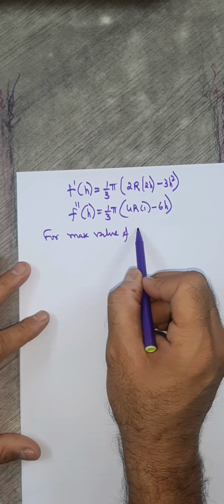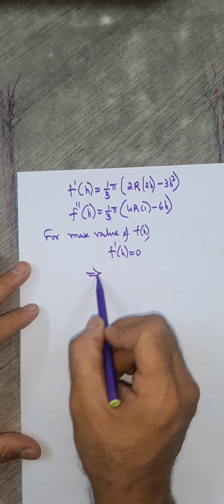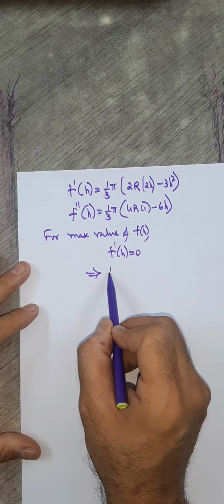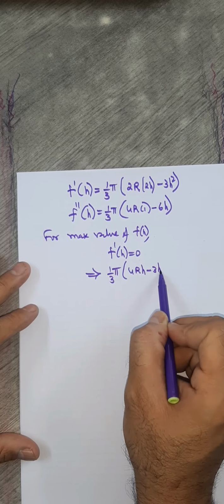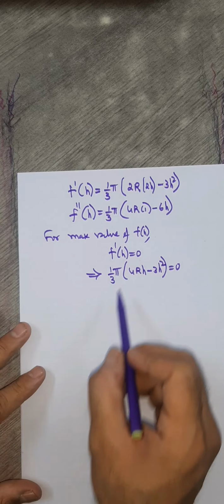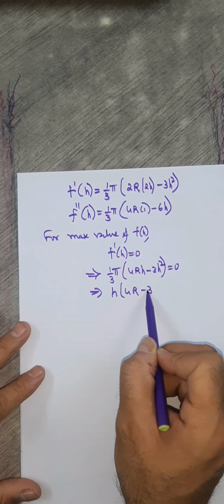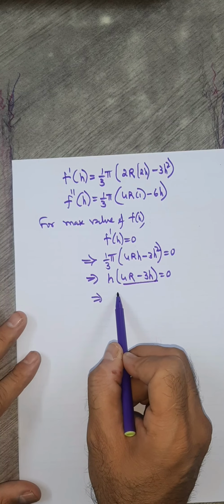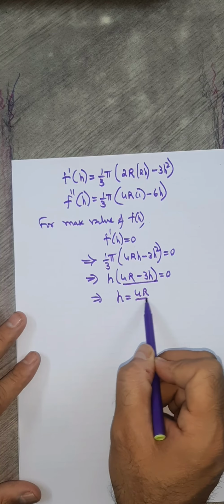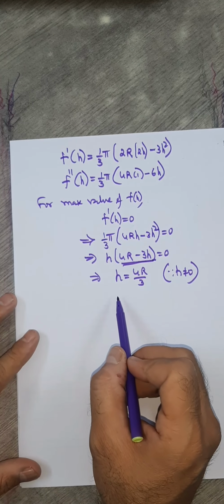Now we write: for the maximum value of the f function, its derivative must be 0 for a turning point. So I'll put this much equals to 0. 1 upon 3 pi, you can take on the other side. This is 4Rh minus 3h square equals to 0. Got it? You can take one more h common. So 4R minus 3h equals to 0. This is height, so this h can never be 0. So this must be 0. So what will be h from this? 4R by 3. Height cannot be 0, so this much must be 0 and therefore this.